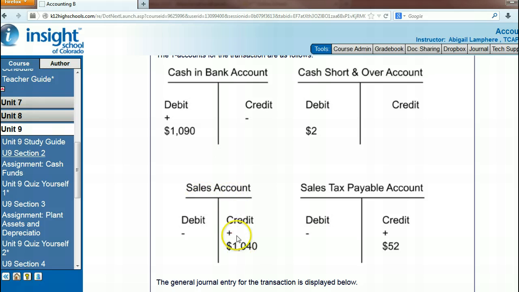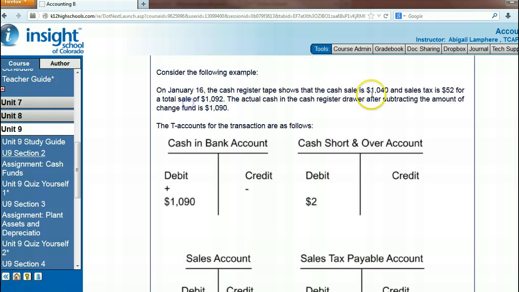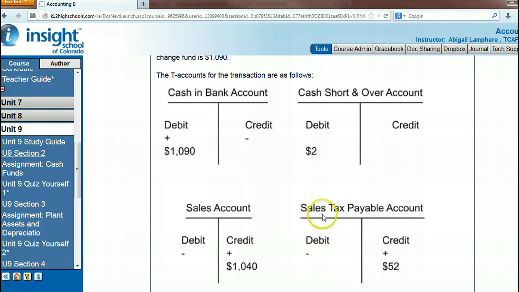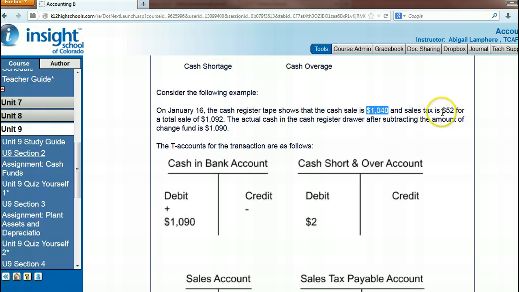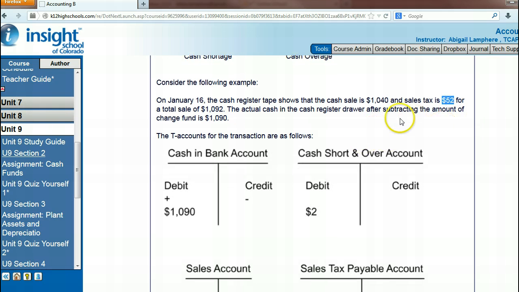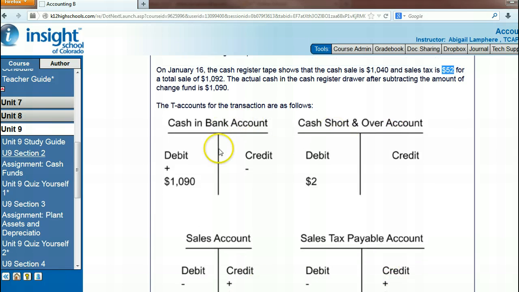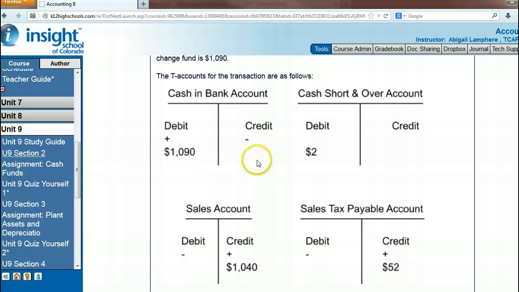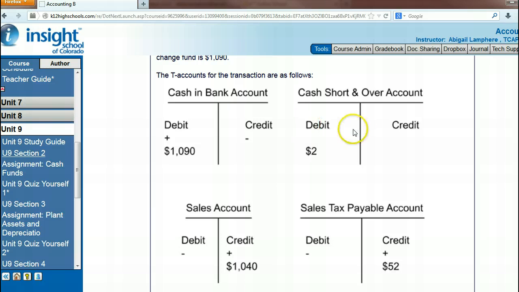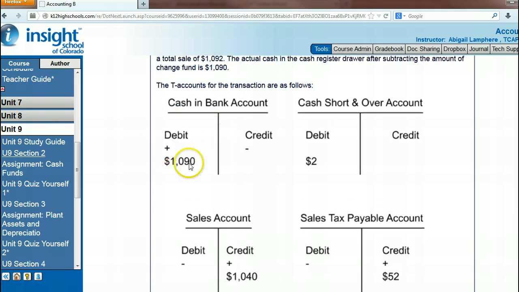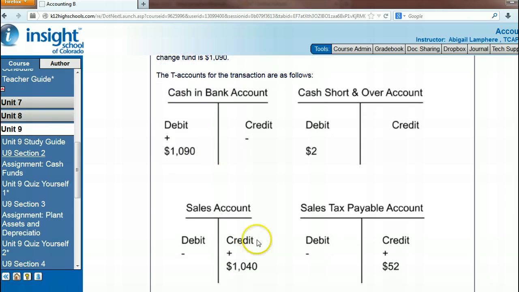Then we continue, we have our sales. We credited our sales for $1,040 because that's the amount of merchandise that we actually sold. We are crediting sales tax because that is the amount of sales tax payable we are adding to that account. So those two accounts are credited, or increasing. Another way, if you can't remember whether you should debit or credit this cash short and over account, is to fill out these three accounts first. You know you're debiting $1,090 that you're taking to the bank that day. You know you're increasing your sales account by $1,040, that's how much you did in sales. You're increasing your sales tax payable by $52.